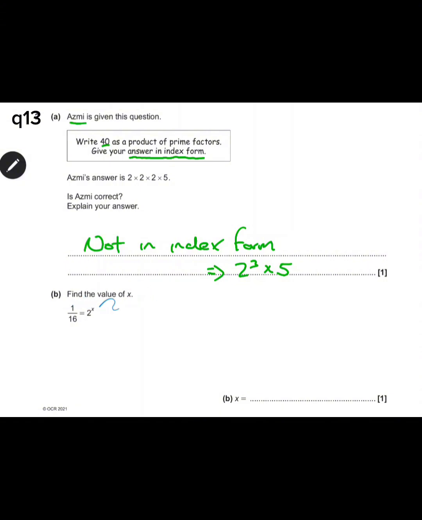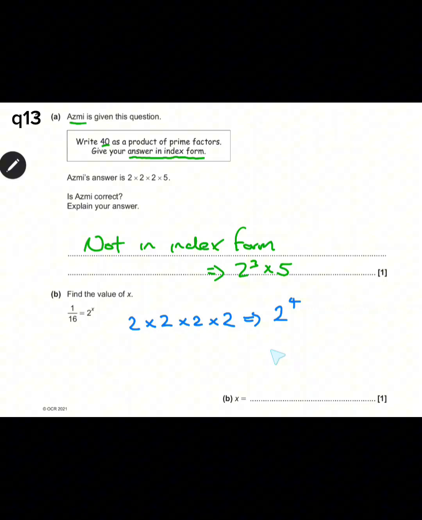And part B of this question, it says find the value of x. We've got 1/16 equals 2 to the power of x. Well, 2 times 2 is 4, times 2 again is 8, and times 2 again is 16. So I think we've got 2 to the power of 4. 2 to the power of 4 is 16, but I want 1/16. So to get the 1 over, I need a negative index. 2 to the power of 4 is 16. 2 to the negative 4 is 1 over 16.